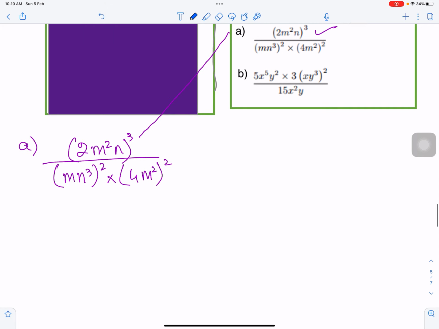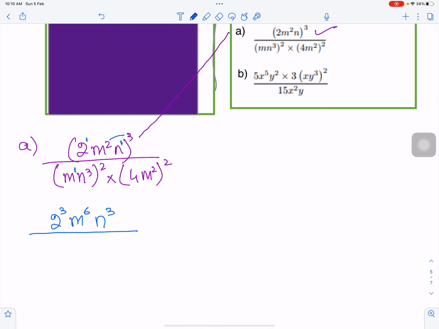Try to do stepwise. So now 2 has power 1, n has power 1. So 3 will multiply by each power in the numerator. 1 3s are 3. Then 2 3s are 6. Then 1 times 3 is 3. So numerator is done. Now let's pick up the denominator.